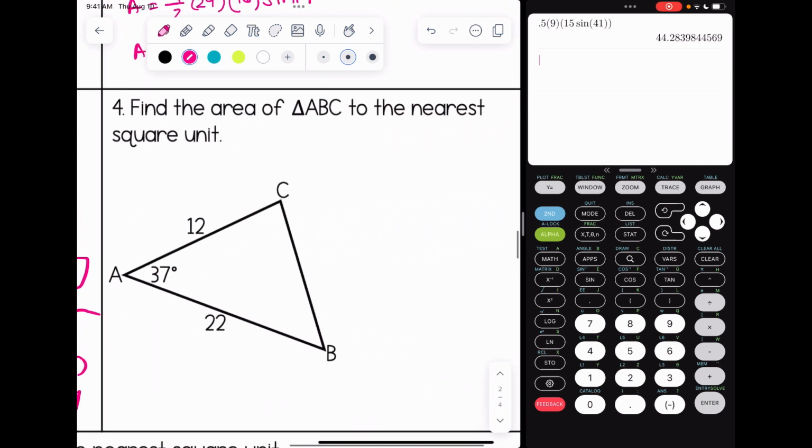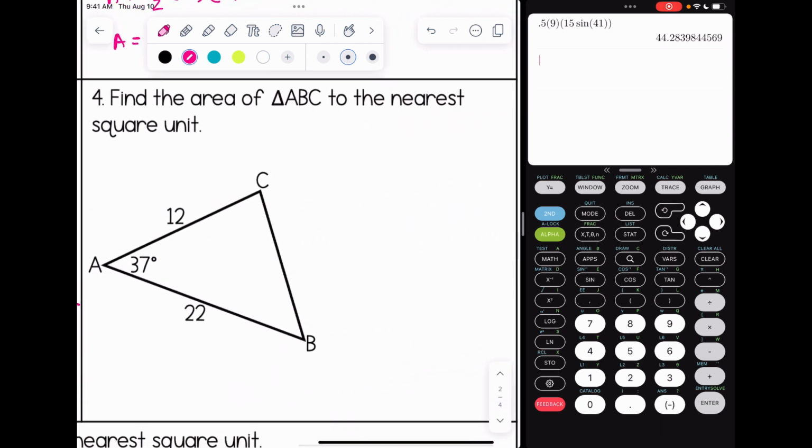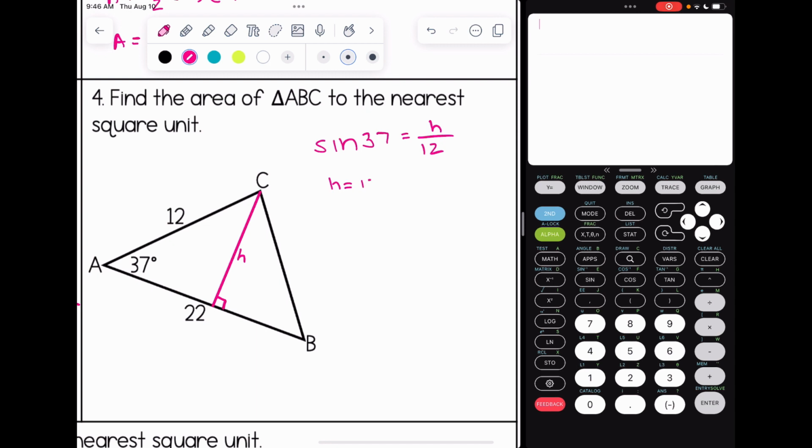All right, number 4. Find the area of triangle ABC to the nearest square unit. So I'm going to drop down the height. Let's label that height with H, and to find that measurement, we're going to do sine of 37 is equal to the height over 12. Cross multiply, and H is 12 sine 37. And let's plug that into our area formula.